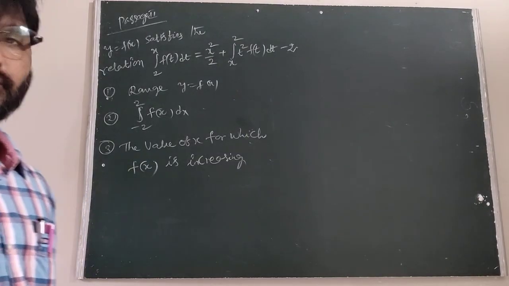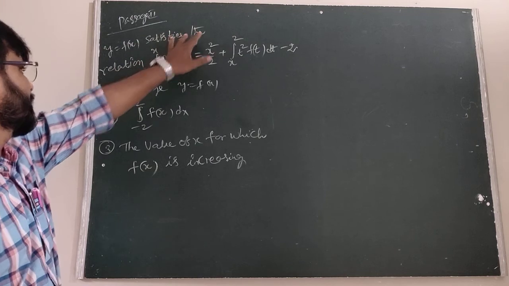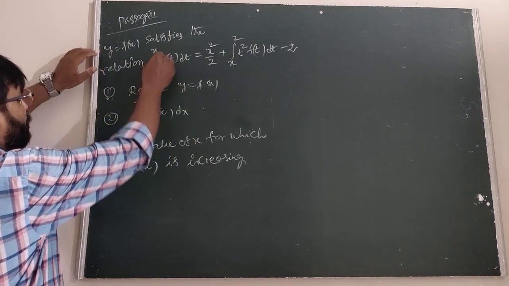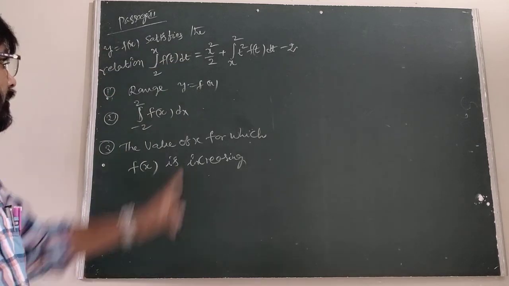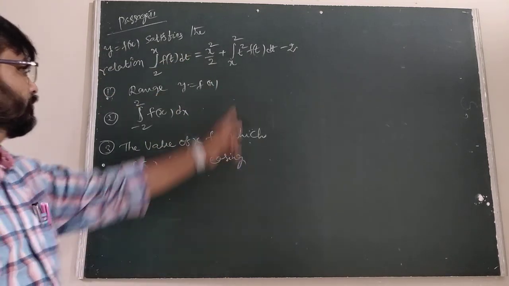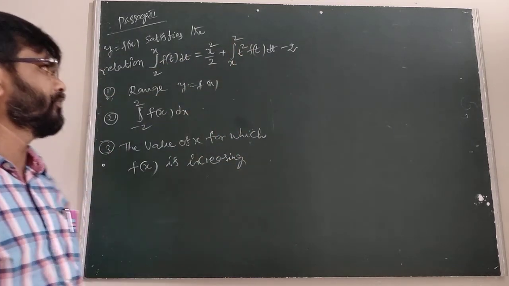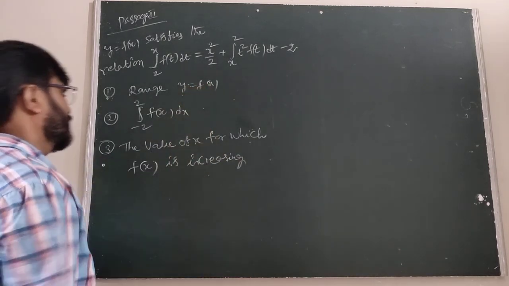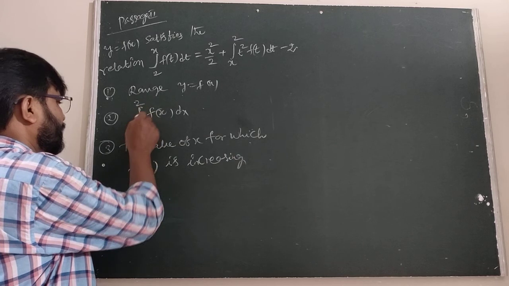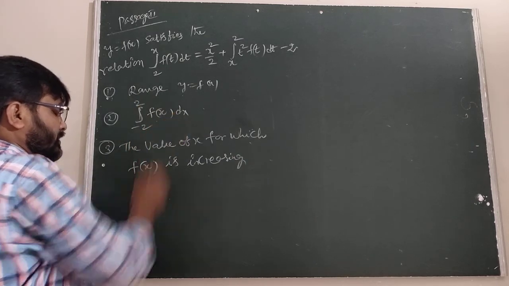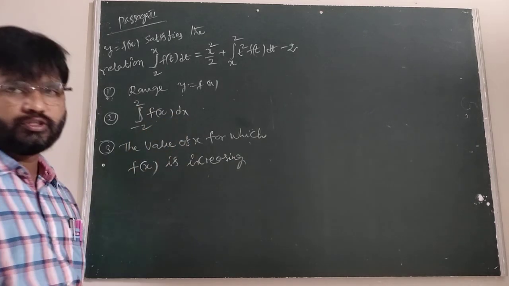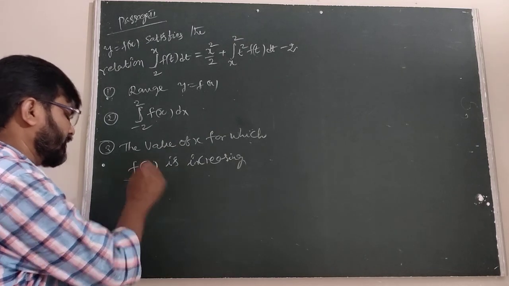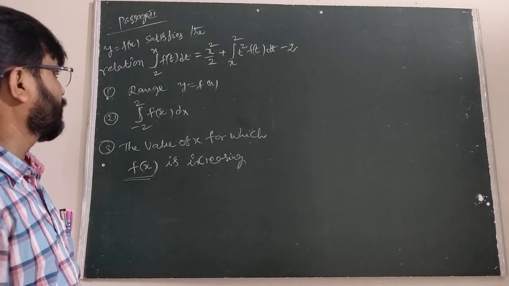Now the next question: if f of x satisfies the relation integral 2 to x f of t dt equals x square by 2 minus integral x to 2 of t square f of t dt, find the range of y equals f of x and the integral of minus 2 to 2 f of x dx, and the value of x for which f of x is increasing. Increasing function means f dash of x greater than 0. So how to find the function?